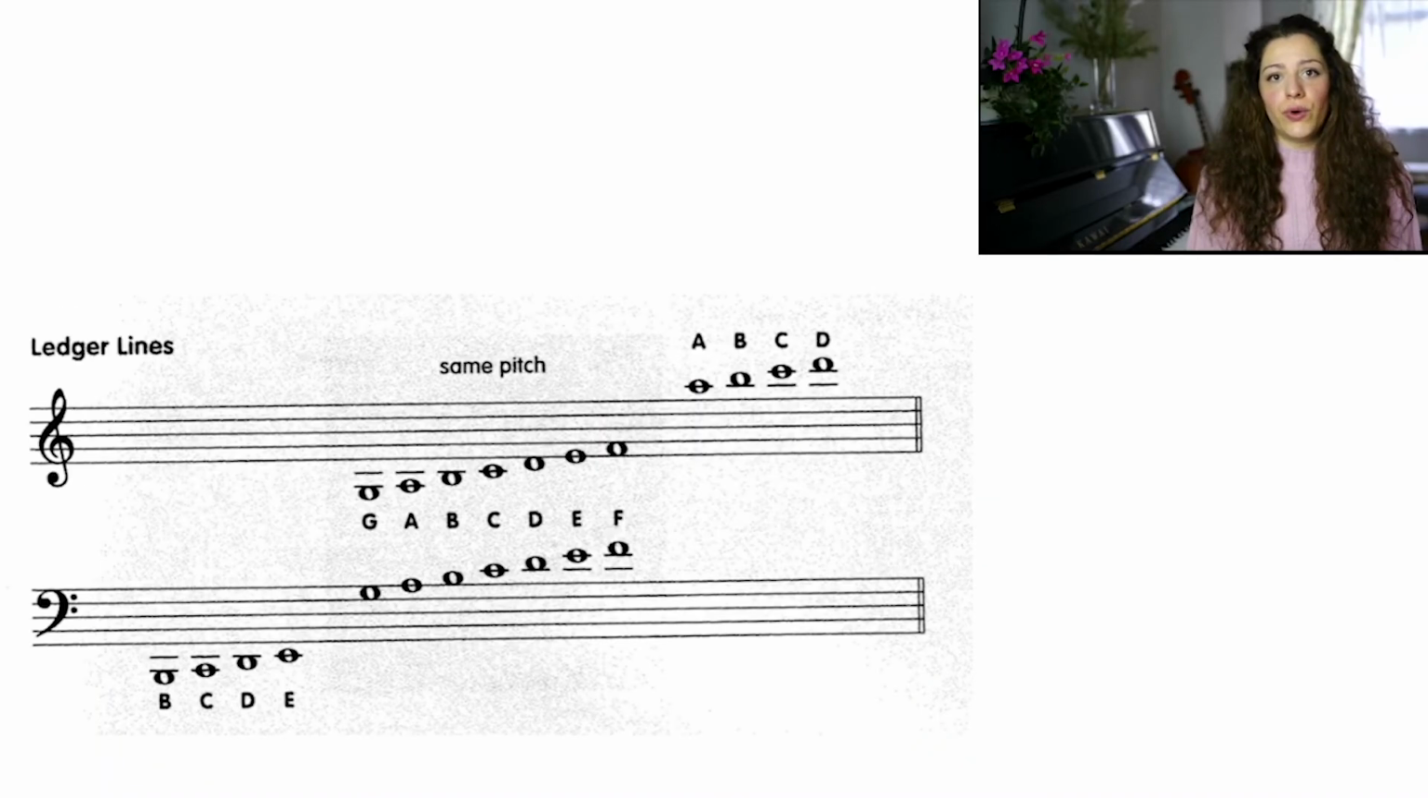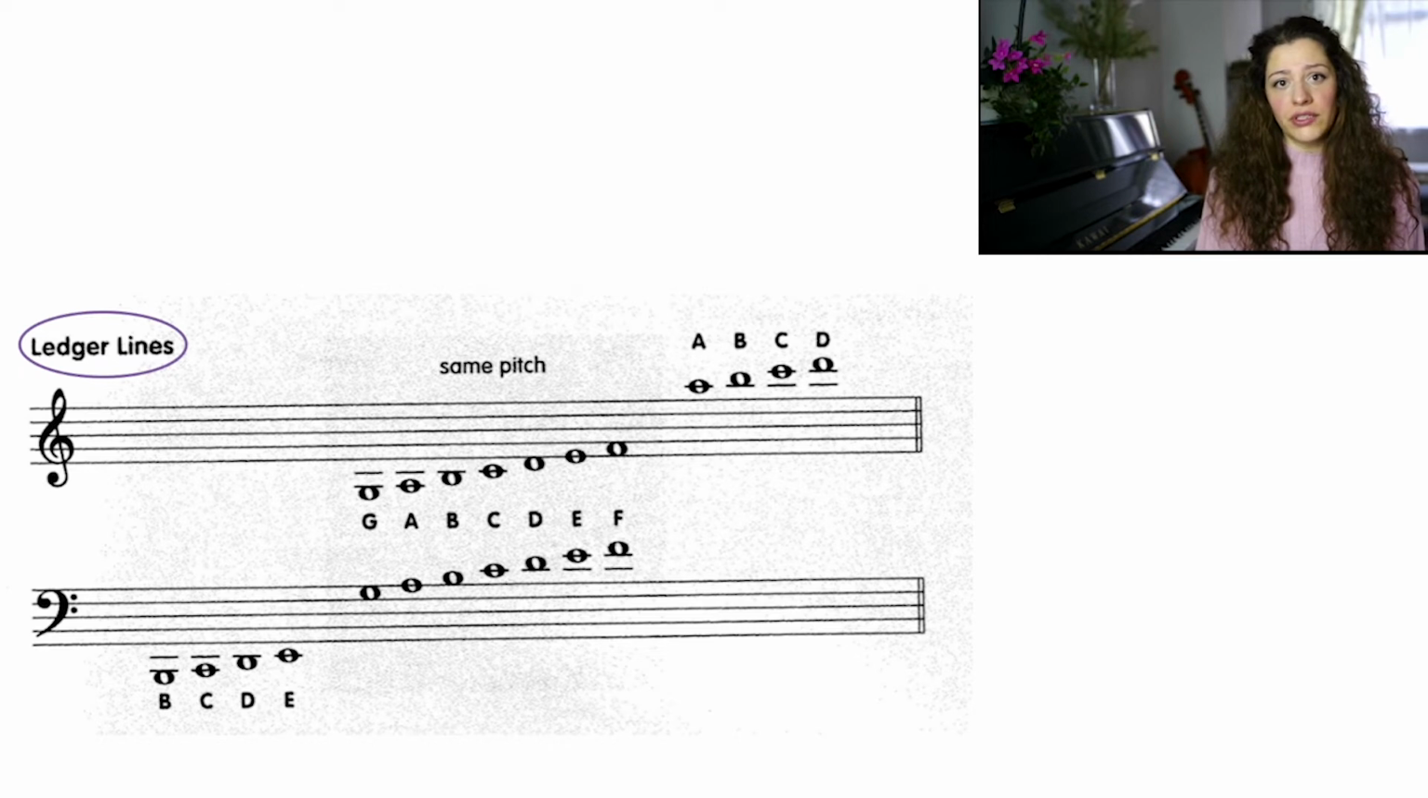What if we want to go higher or lower on either of the staves? Or what if the treble clef wants to play notes on the bass clef? We use the so-called ledger lines, which help us go outside the stave and have more than 9 notes in total.